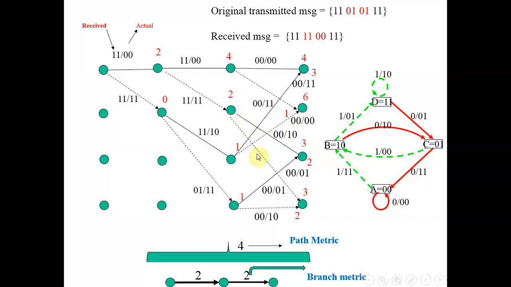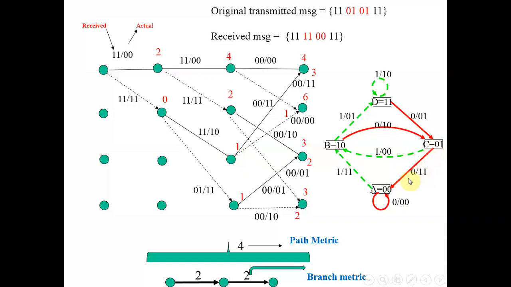And if I go from B to D, my expected output is 0 1. I am evaluating this against 0 0. So again I have 1 bit of contradiction. So 2 plus 1, total is 3. So that completes this node. Now let's come to C.